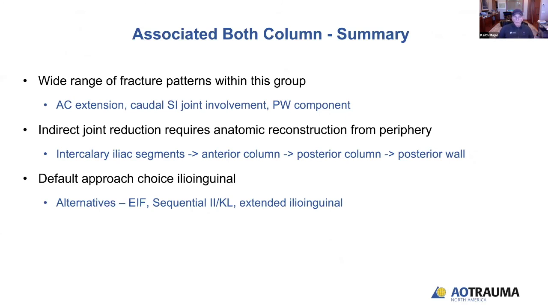So in summary, we have a wide range of fracture patterns, and they are demarcated by the pattern of anterior column extension, as well as caudal SI joint involvement, and rarely posterior wall components that are not amenable from an anterior approach. These are indirect reduction strategies that require an anatomic reconstruction from the periphery, since we never actually see the joint itself. So we start with the intercalary iliac segments, reconstruct the anterior column, and then the posterior column and the posterior wall.